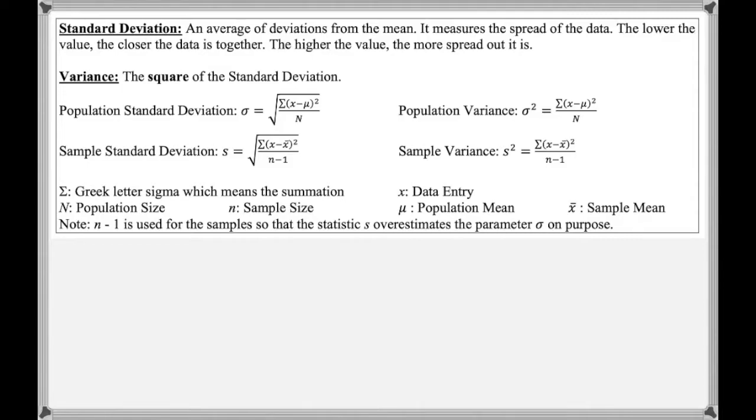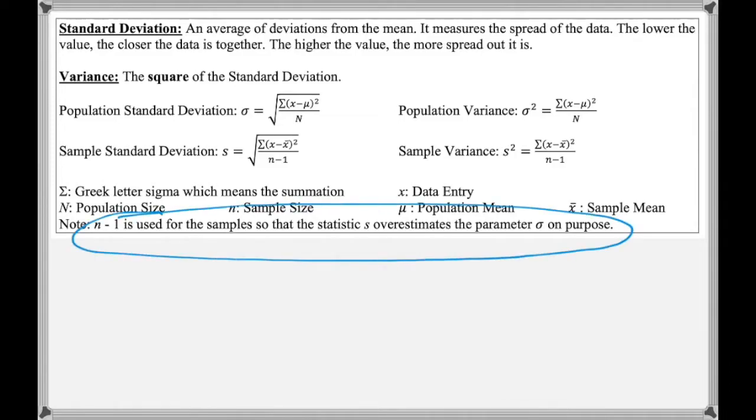And the main difference between the two formulas is that for population standard deviation, we are dividing by n, and for sample standard deviation, we are dividing by n minus 1. And n minus 1 is used for the samples so that the statistic S overestimates the parameter sigma on purpose.